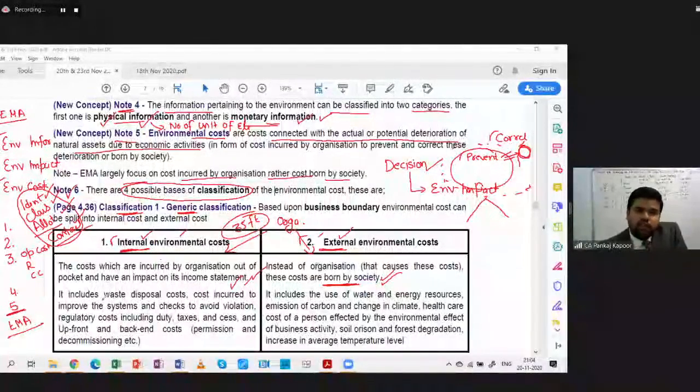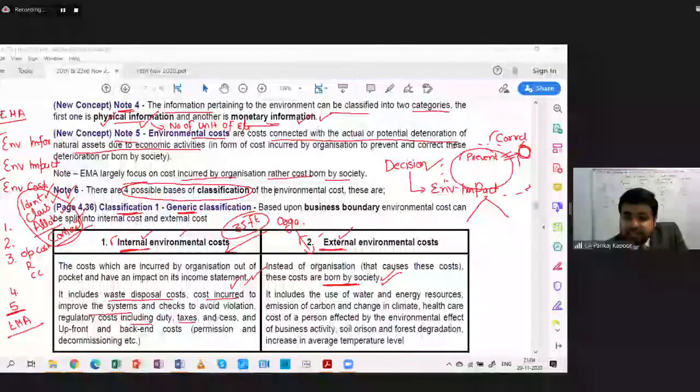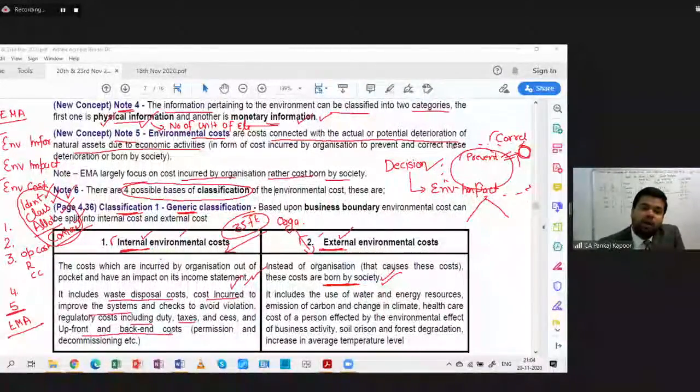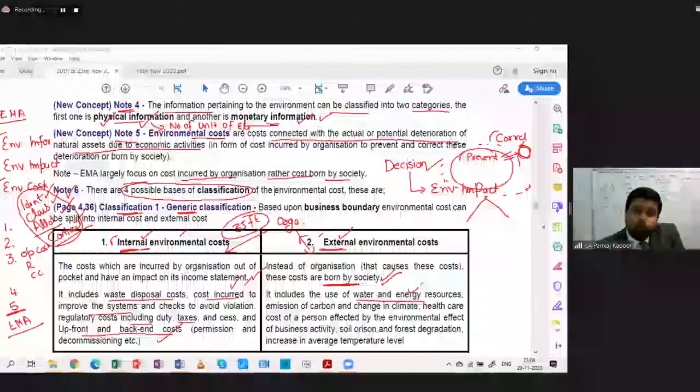What does the internal environment cost include? The waste disposal cost, the cost incurred to improve the system, the cost incurred in the form of duty or taxes we pay, like the clean energy cess, and the cost which we incur to decommission the project if we install one having a detrimental environment effect. Whereas what does external environment cost include? We are using water and energy. Energy may be generated from renewable sources or from non-renewable sources.